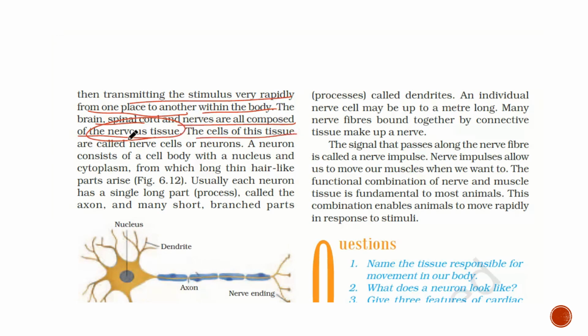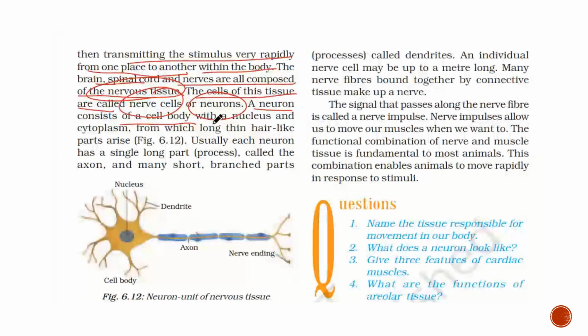Now, the cells of this tissue are called nerve cells, or neurons. The neuron is the structural and functional unit of the nervous system. A neuron consists of a cell body with a nucleus and cytoplasm, from which a long thin hair-like part arises, and usually each neuron has a single long process which is called the axon.